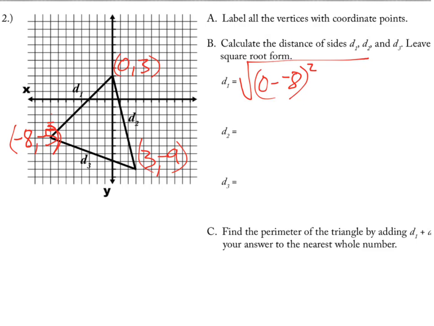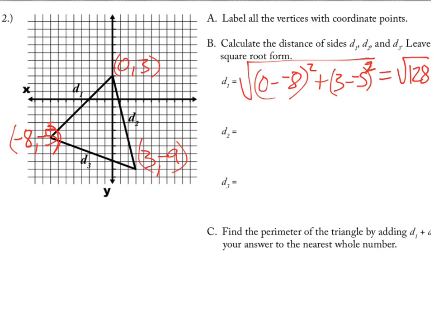And I'll need to square that. And I'm going to add 3 minus negative 5 squared. Okay. And 0 minus negative 8 is the same thing as 0 plus 8, that's 8. And when you square that, you get 64. So this first part is going to be 64. 3 minus negative 5 is 8, and we square that, you get 64. So you have 64 plus 64, which is 128.